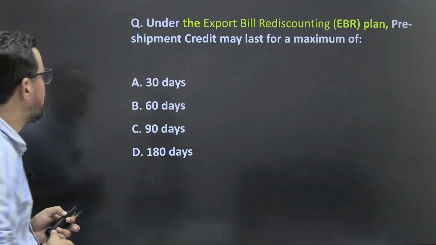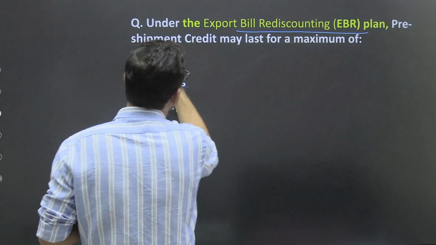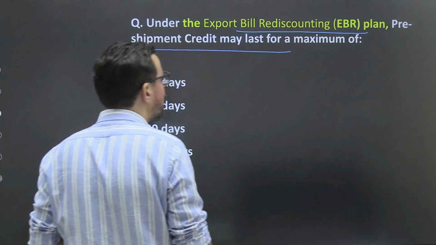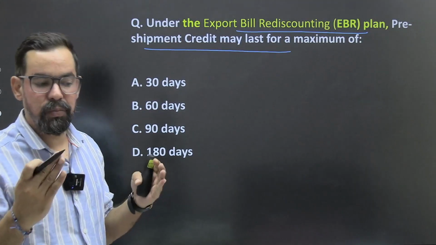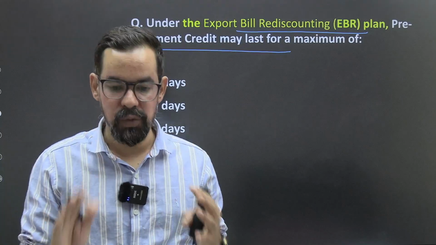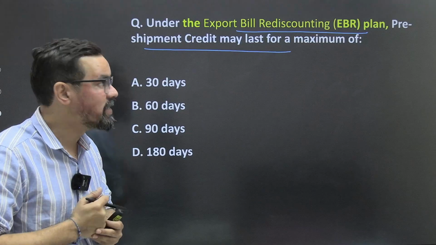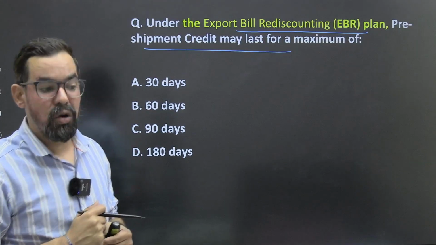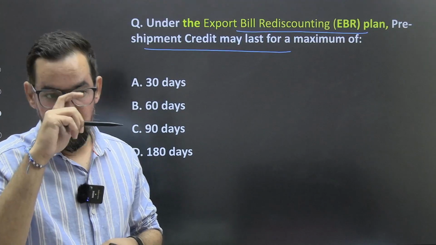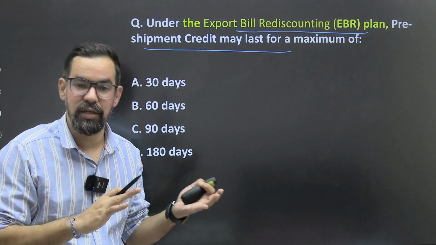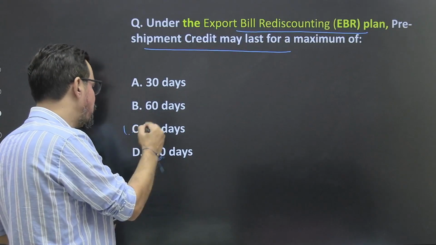Done. Next one. Under the export bill rediscounting EBR plan, pre-shipment credit may last for how many days? So EBR. We have pre-shipment and post-shipment credit facilities for exporters. This is about pre-shipment, which is export bill rediscounting. These loans are also known as packaging loan or packing loan, generally used for the preparation of the export, and these are generally for how many days?